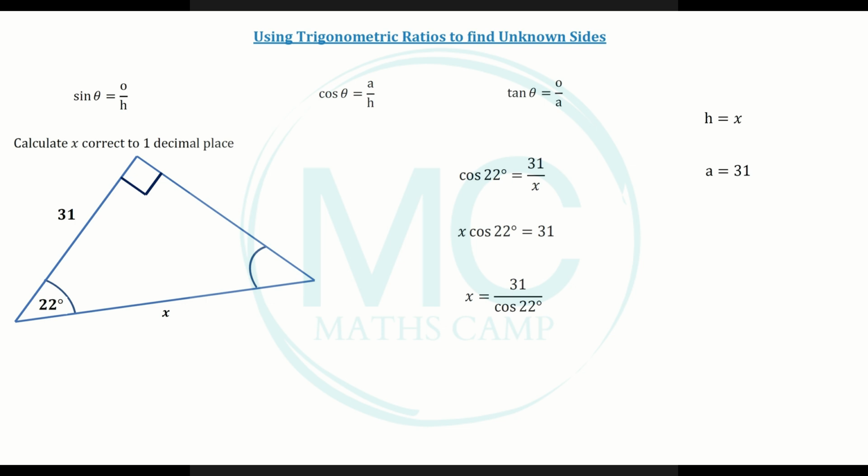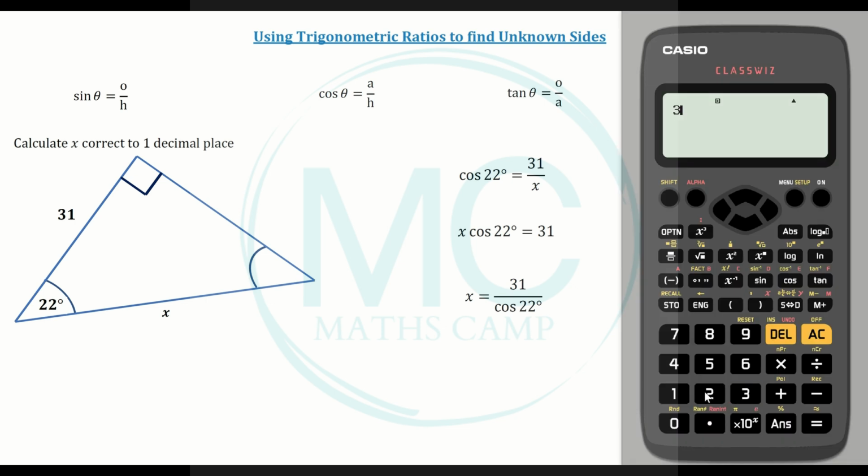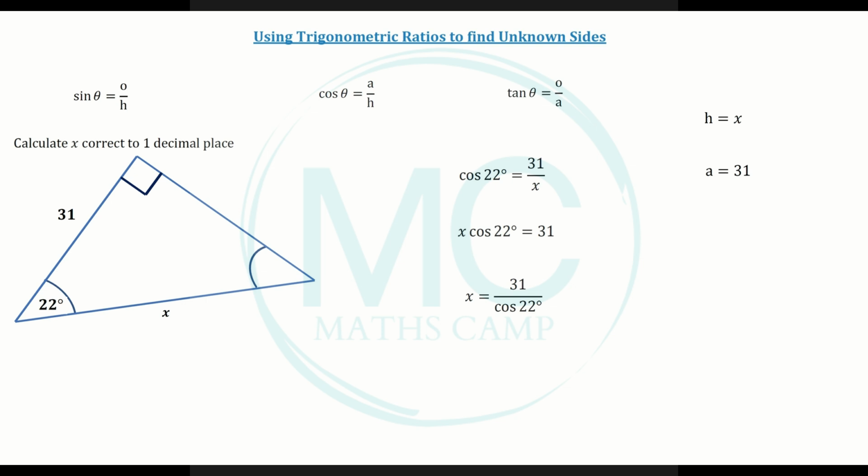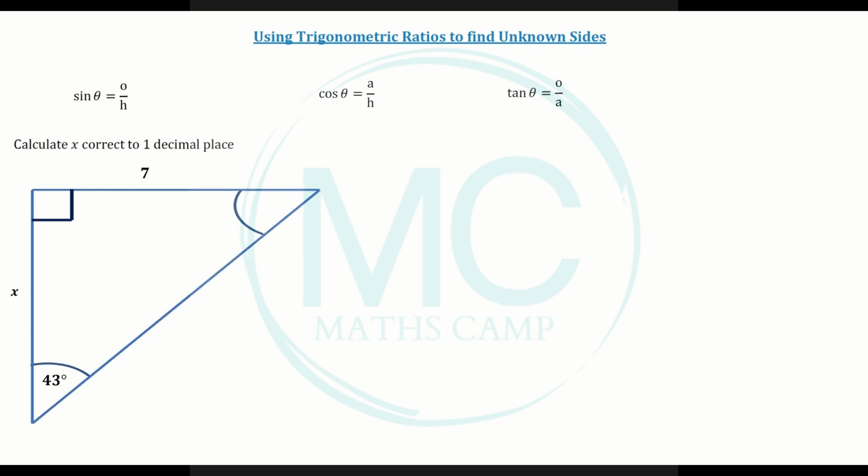And now we can use our calculator. So we say 31 divided by cos 22 degrees, close the bracket, is equal to 33.434, round off to one decimal place, and we see that x is equal to 33.4. Let's do one more example. Let's draw a line to find our hypotenuse.